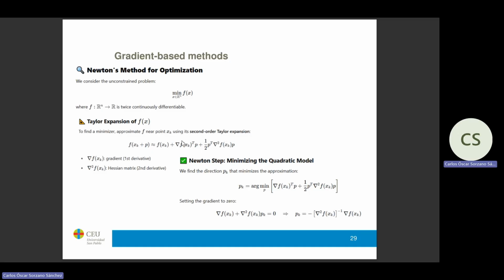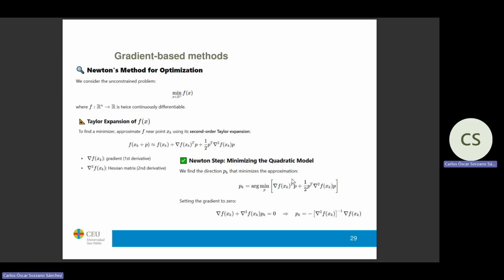So I'm looking for it. It is whatever it was plus something. So what if I minimize this something? Then I will be minimizing the function around that point. So let's look for the minimum of that thing, and the minimum with respect to P. So we are minimizing with respect to P.